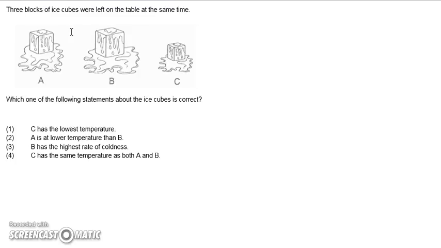Likewise, B could take a greater amount of heat to melt because it's bigger than C. C would require a lesser amount of heat to melt completely because it's smaller. But when it comes to temperature, all of the three ice cubes should be the same. Okay, with that, it's very easy. It's a very easy question. Look at it and make the necessary options.